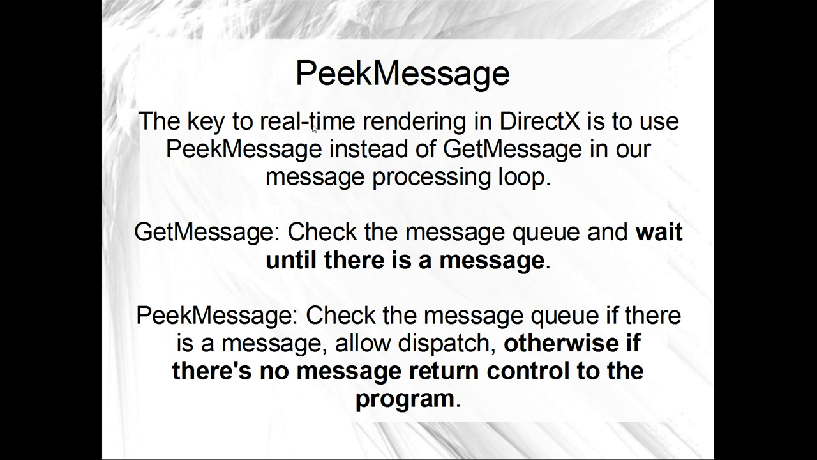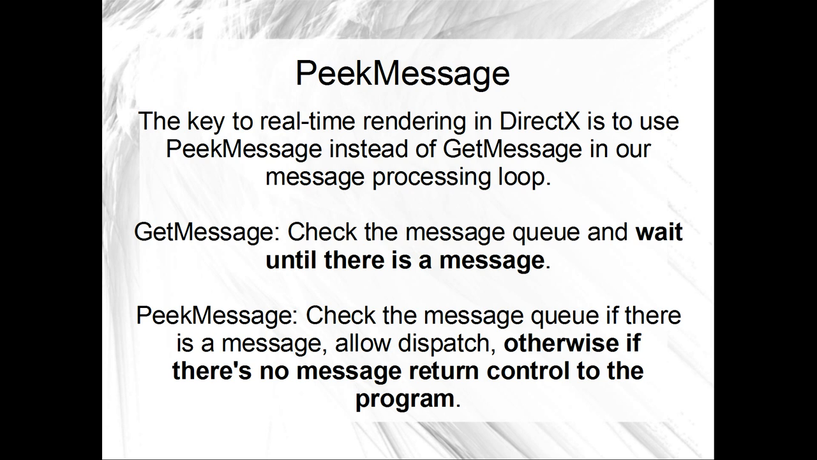Okay, so the key to pretending we've got real time is this PeekMessage function. So we have been using GetMessage. A few videos ago, I think it was two or three videos ago, we wrote a program that used GetMessage. Now, the trouble with GetMessage is, it looks at the message queue, and if there is no message, so if the user hasn't touched a key or the mouse hasn't moved or the window hasn't been resized, the GetMessage function actually just sits down and waits for a message to come along. So that's pretty useless to us. That doesn't give us real time.